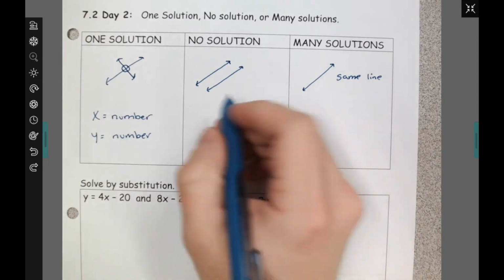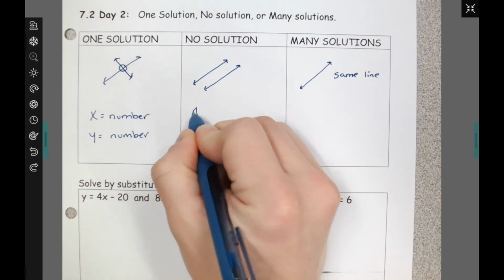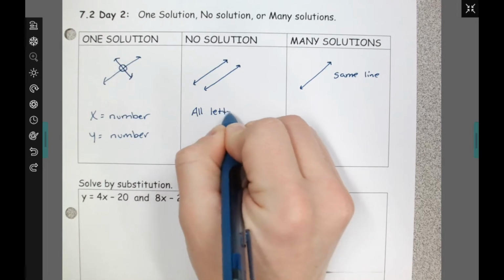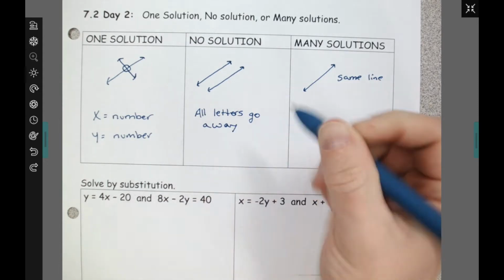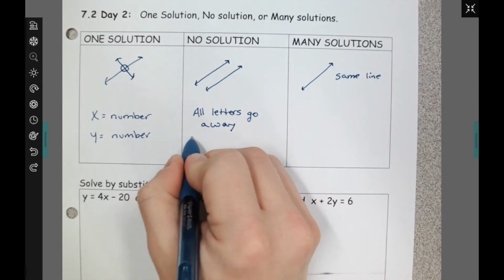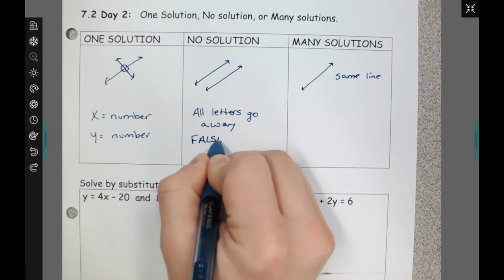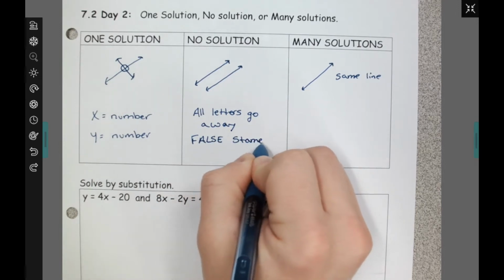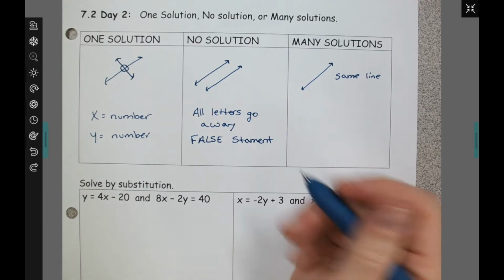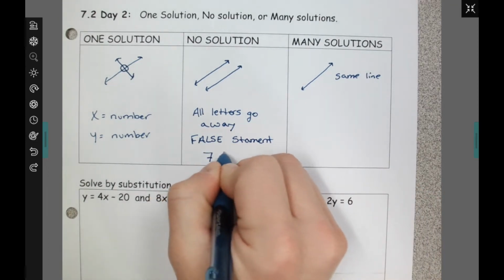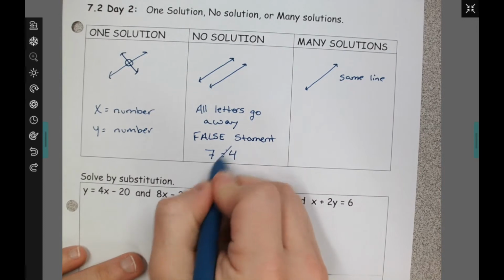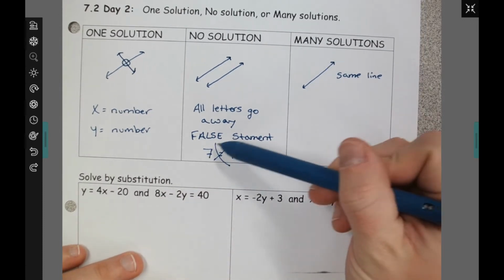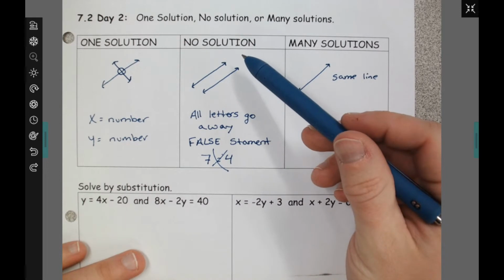So for no solution or many solutions, what you're going to have is all letters go away. And for there to be no solution, you need to have a false statement. Okay, so a false statement would be something like 7 equals 4. All the letters go away, I'm left with 7 equals 4. You ask yourself, does 7 equal 4? Absolutely not. So if you end up with a false statement, that would be a no solution.